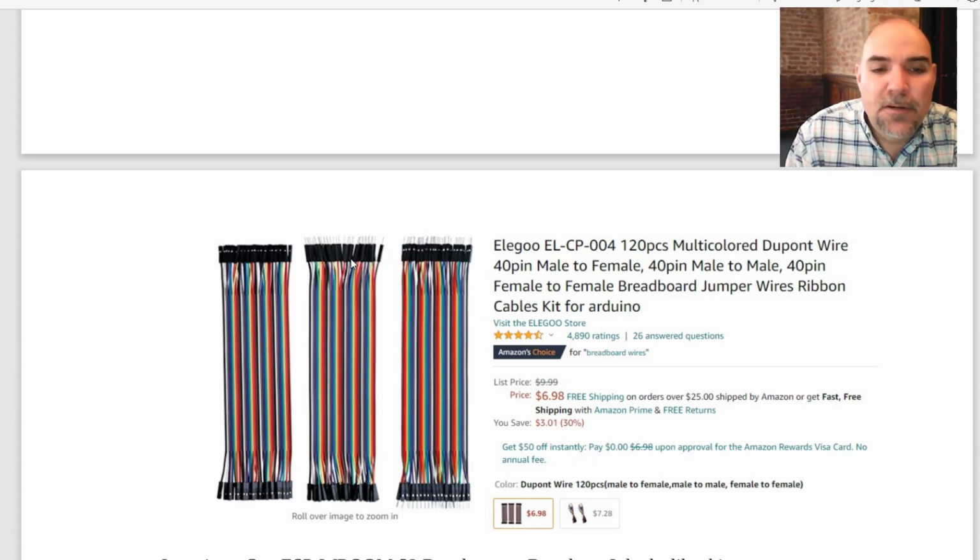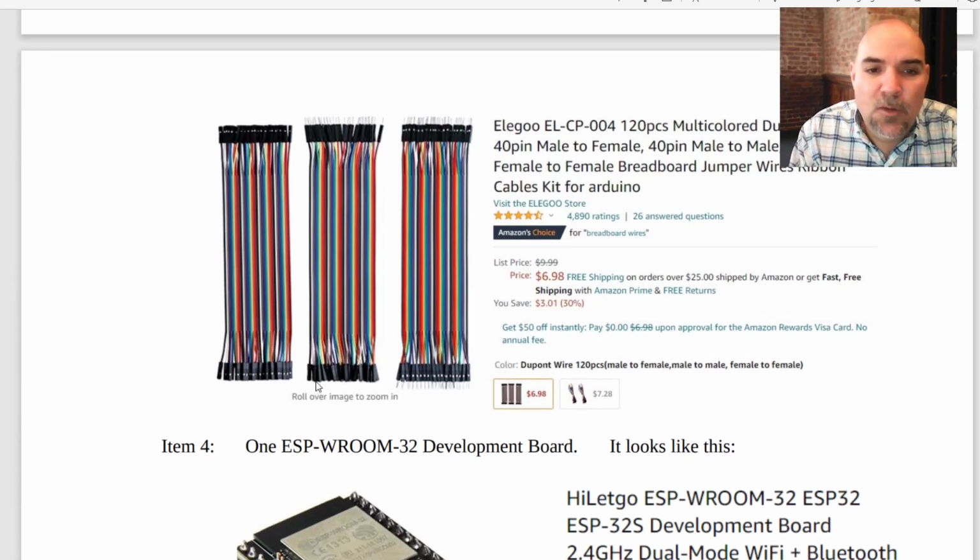Female to female, male to female, male to male, which covers anything that we're going to hook up in this class. And those are relatively inexpensive, very useful for development, but I would go ahead and get one kit of those as well. And these are also Elegoo branded. You can get ones from another brand, maybe a little bit cheaper, but these are the ones that I got.